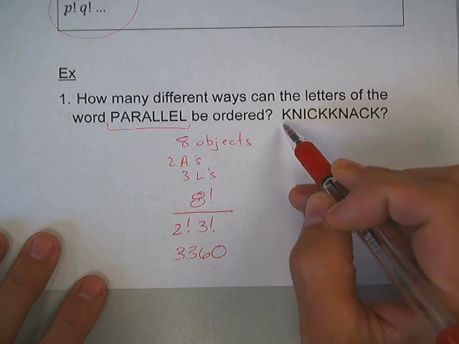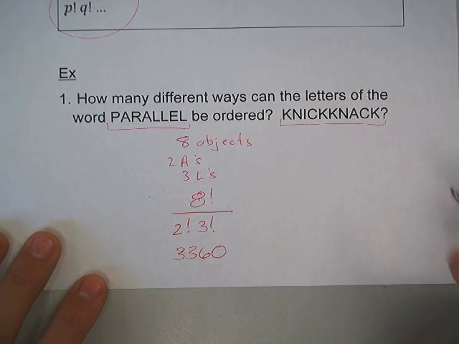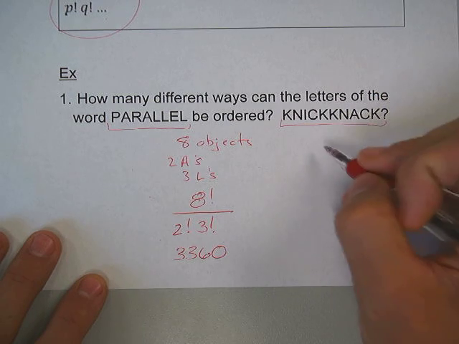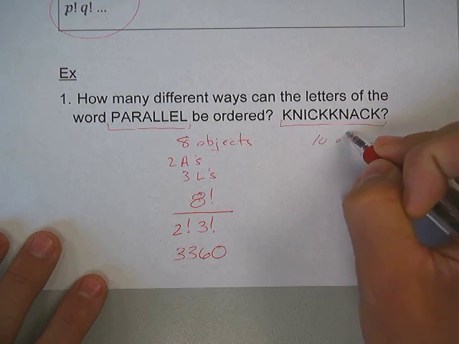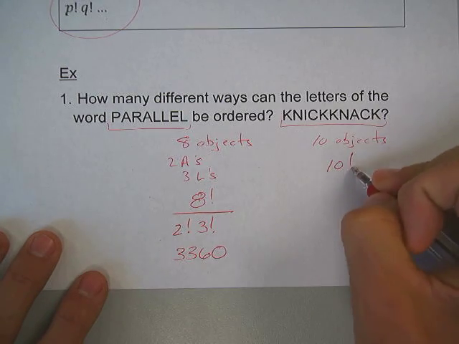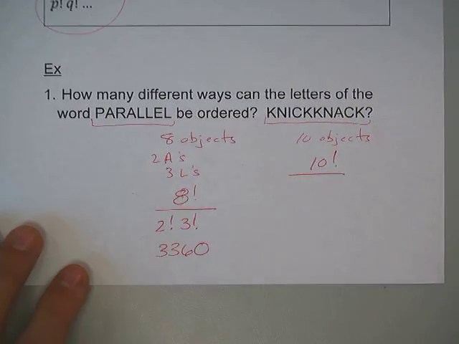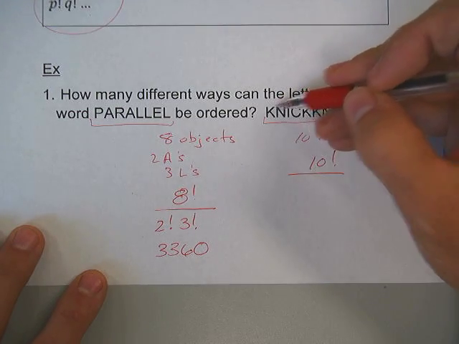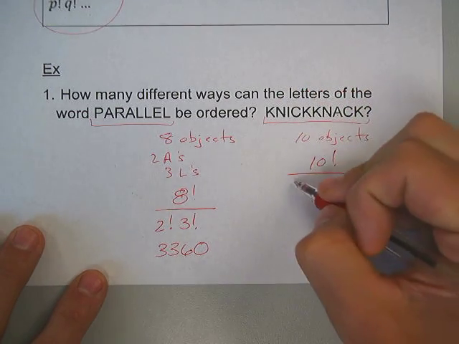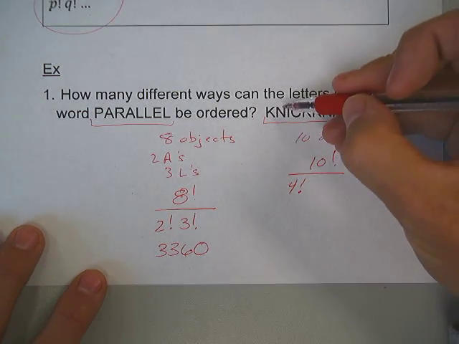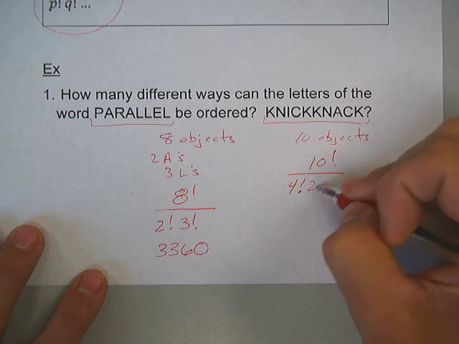Now, why do I have this little dot dot dot? Because that means that if there's more than just 2 letters that are repeating, then you need to just keep adding those in. So for instance, what about this word, knick-knack? That's a good word. Knick-knack has 1, 2, 3, 4, 5, 6, 7, 8, 9, 10 letters. So 10 total objects. So that would be 10 factorial divided by, all right, so what do we have?